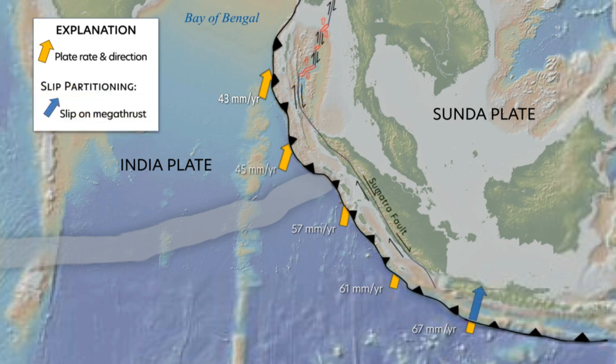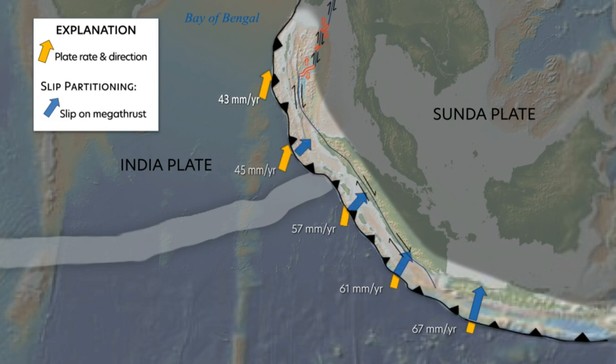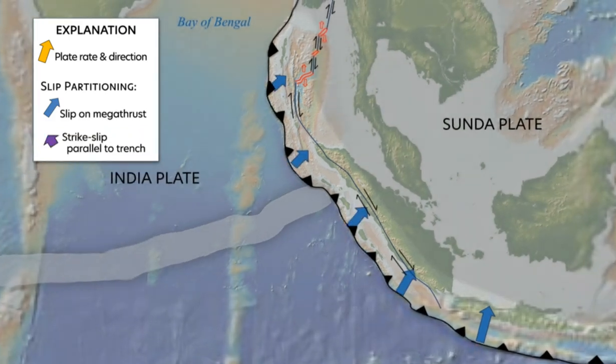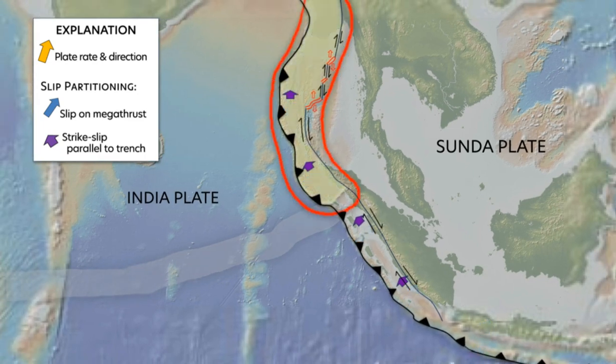This results in slip partitioning, where relative plate motion is divided into two parts. On the megathrust, slip is nearly perpendicular to the trench. Trench parallel motion of the Sumatra and Andaman forearc slivers is accommodated by strike slip on the Sumatra, West Andaman, and Sagang faults. The Andaman forearc sliver is recognized as the Burma microplate.